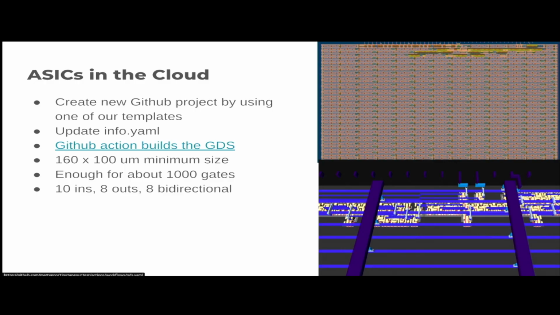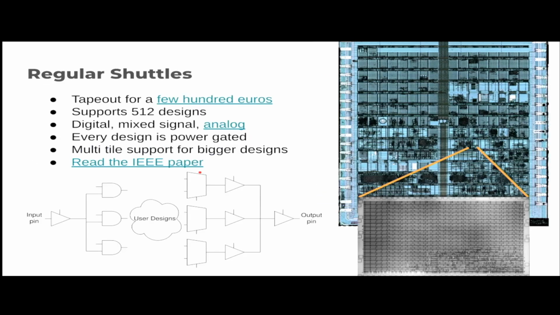And one single Tiny Tapeout tile, the smallest we do, is 160 by 100 microns, which is about enough for 1,000 gates. And that then is ready to submit onto a Tiny Tapeout shuttle. So that brings me on to the other important thing, which is running regular and cheap shuttles, so you can get on board for just a few €100.